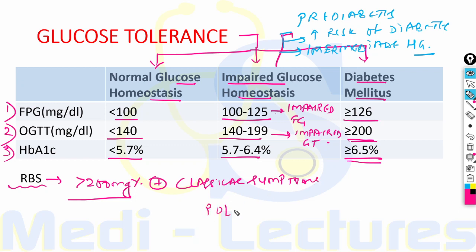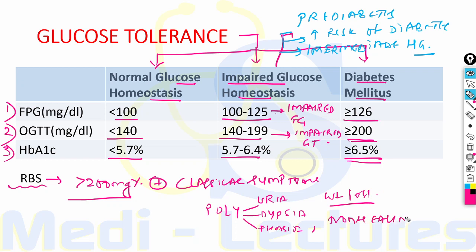These are polyuria, polydipsia, polyphagia, along with weight loss, and sometimes the patient presents with a non-healing ulcer.